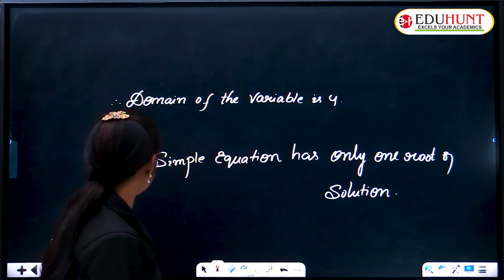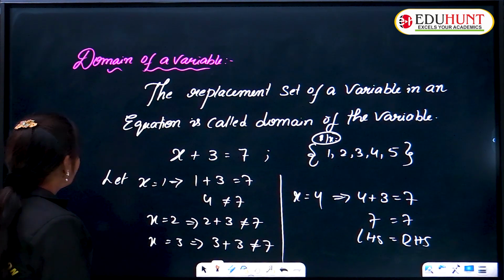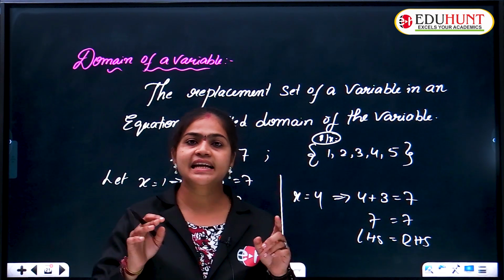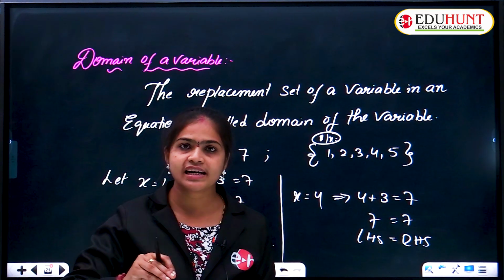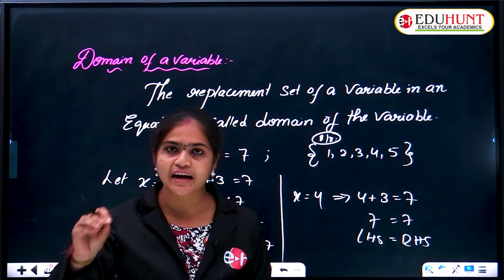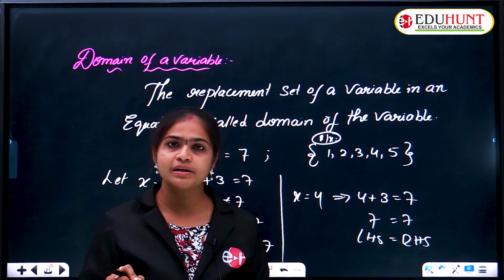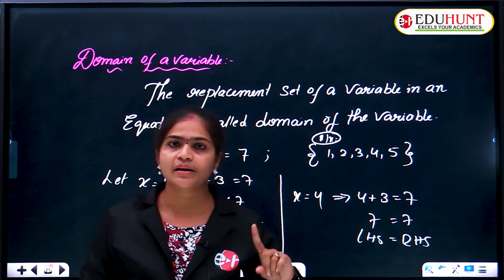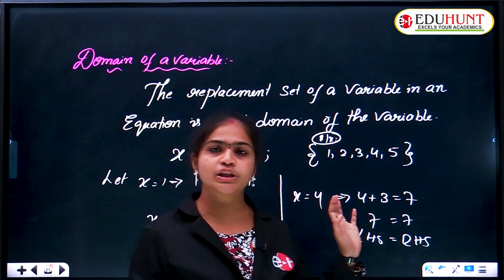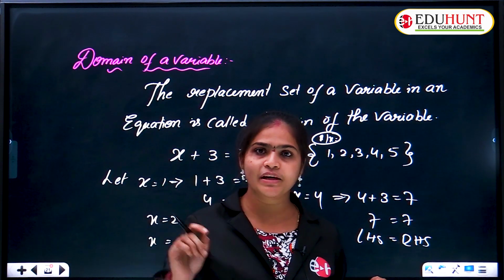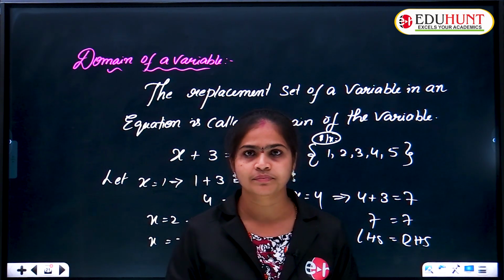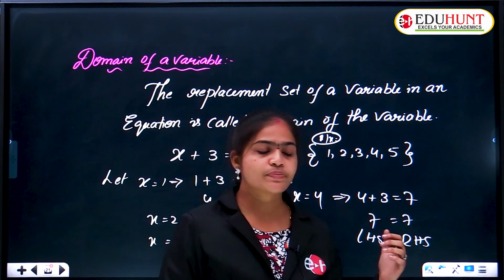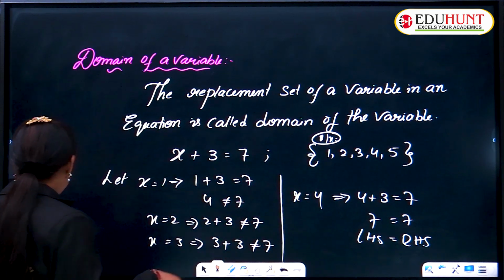Now see, this is about the domain of the variable. Domain of the variable means, in the set of numbers given, we have to check those numbers. From those numbers only one number can satisfy the given equation, and that one number becomes the domain of the variable. Understood? In the same way, we can write the domain for other equations also.